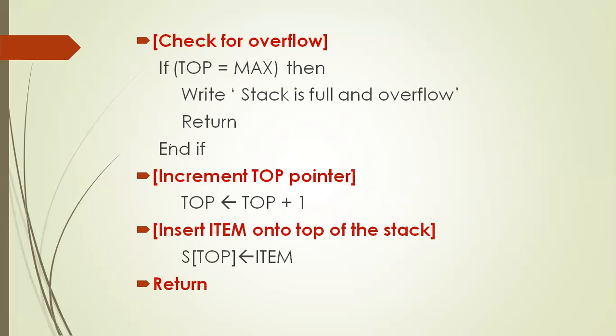So 10, 20, 30, 40. So your top value will be 4. The top position is 4, and the item you have added is 40. Go backward. Now top is 4. Max is 5. Overflow is not there. Then again increment top. So top from 4, it becomes how much now? 5. Then take another item called 50, put it in the fifth place of S.